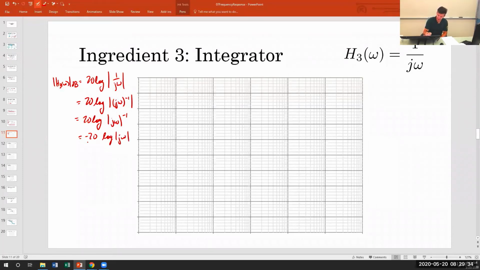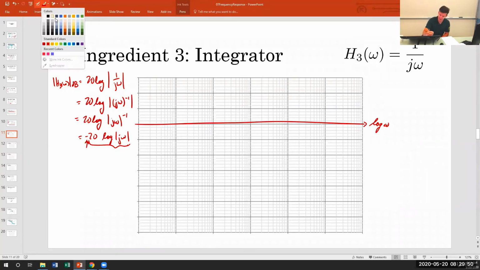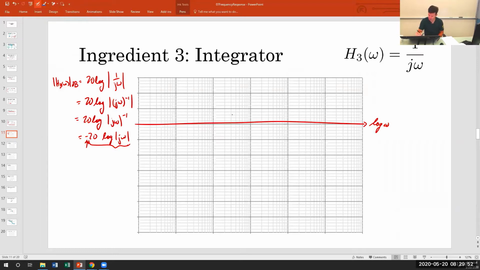So I did that because this looks like the differentiator case. The only difference is the sign on the slope here. That's why I say, if you can sketch a differentiator, you can sketch an integrator. It's because it's just the flip. Still crossing at 1 radian per second, and still with a slope of 20, but this time a negative 20. We call it dBs per decade.